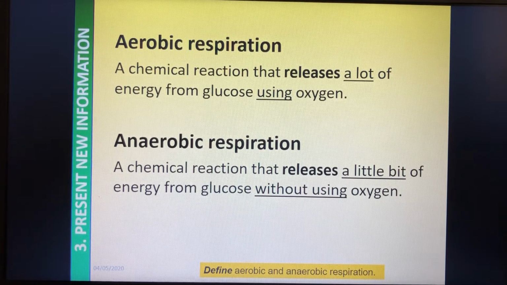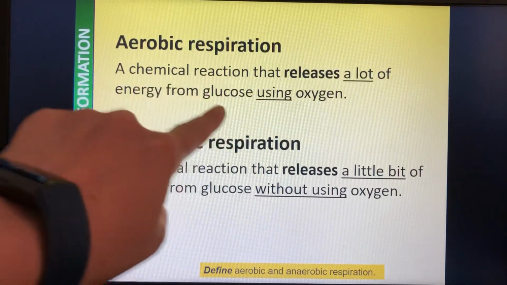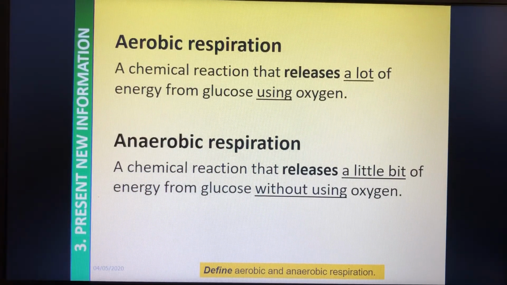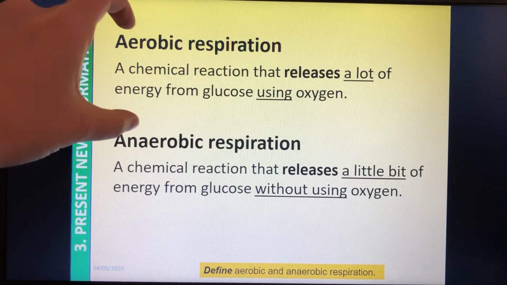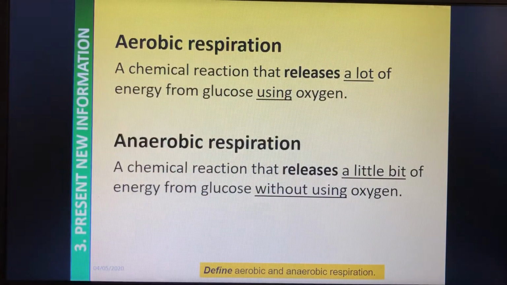We'll come back to that one in a minute. Releasing energy from the glucose. So the glucose here is a store of energy, and aerobic respiration releases the energy from that glucose using oxygen. And when it's in aerobic respiration, that's really, really efficient. It releases a lot of energy. So that's why I've underlined a lot there. And this is what our cells are doing right now. When we're not exercising, when we're not lifting anything heavy, our cells are in aerobic respiration.